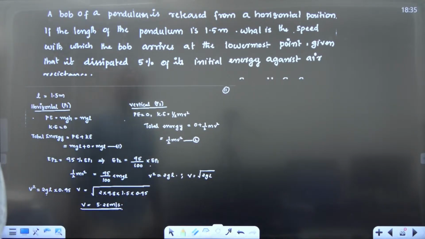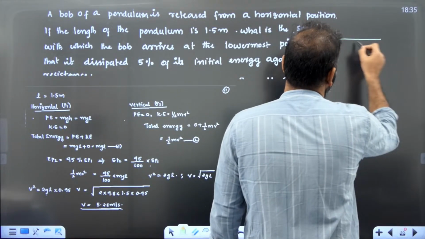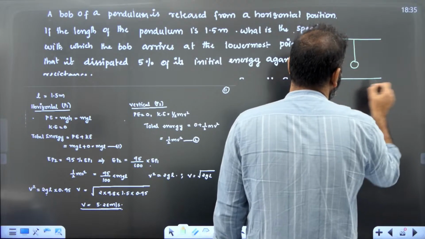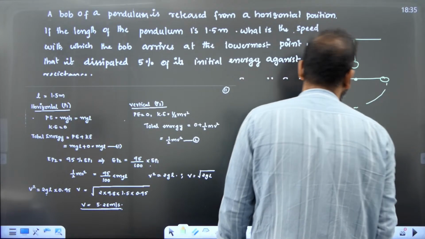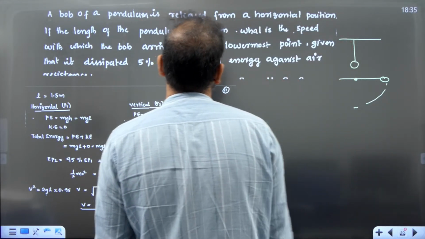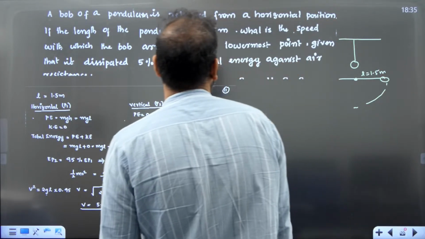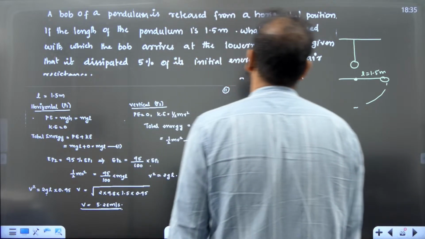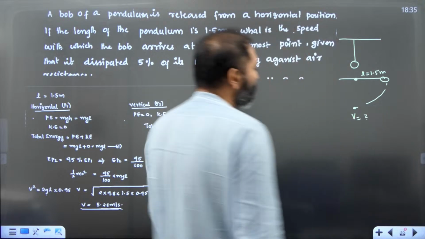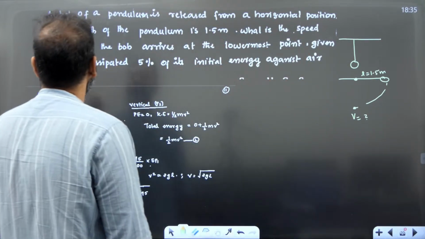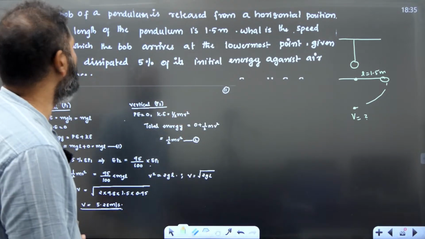A bob of a pendulum is released from a horizontal position. So, a pendulum, this is the original case. Second case, bob is in the horizontal position. From this position, bob is released. If the length of the pendulum is 1.5 meter, what is the speed with which the bob arrives at the lowermost point? So we have to find out the speed at the lowermost point, V equal to question mark. Given that it dissipated 5% of its initial energy against air resistance.